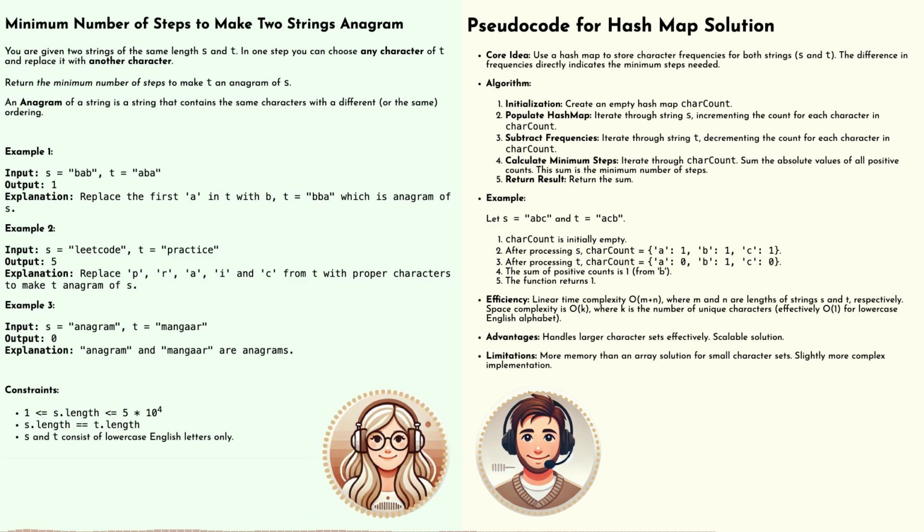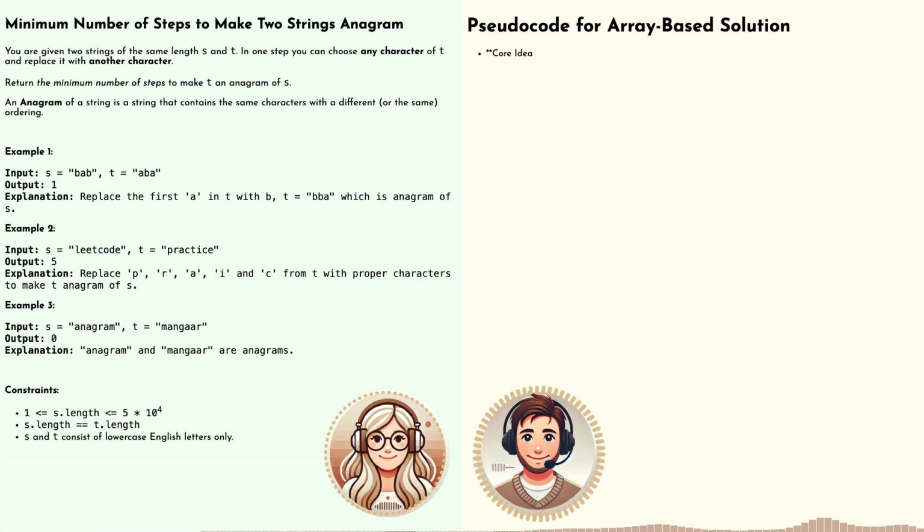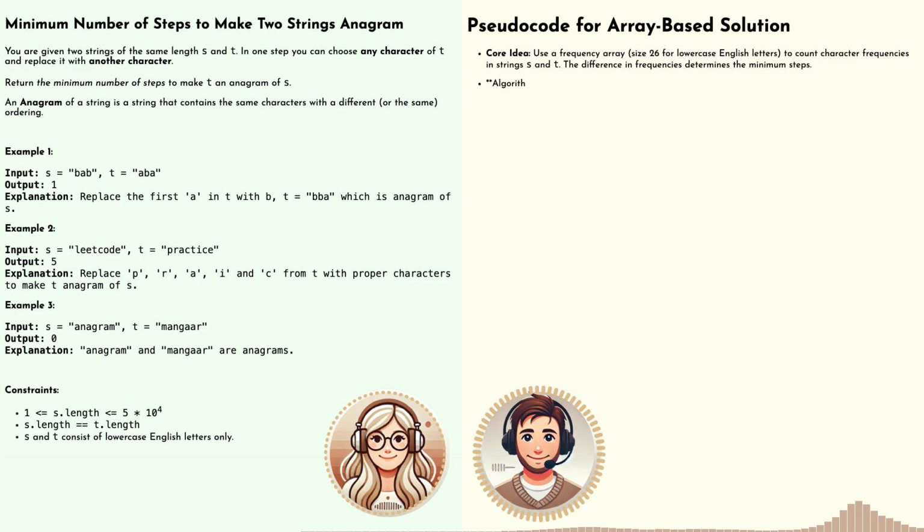That's the essence of the hash map solution in pseudocode. It's all about leveraging the power of a hash map to efficiently store and manipulate letter frequencies. This is fantastic. I'm feeling a lot more confident about tackling this kind of problem now. But what of the array-based solution? How does that differ in pseudocode?